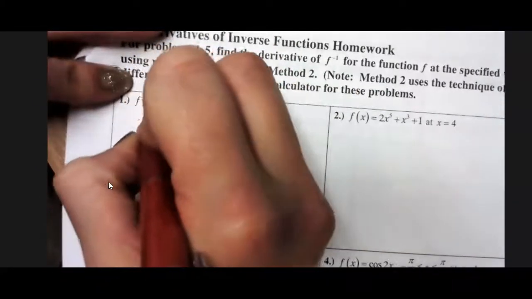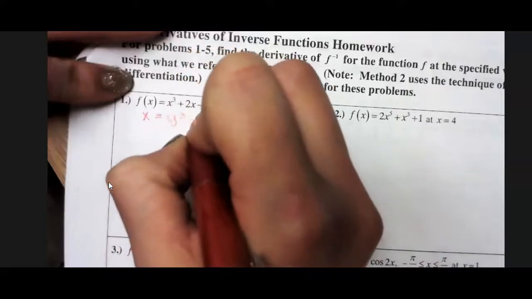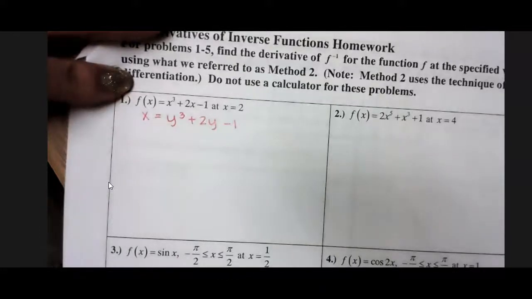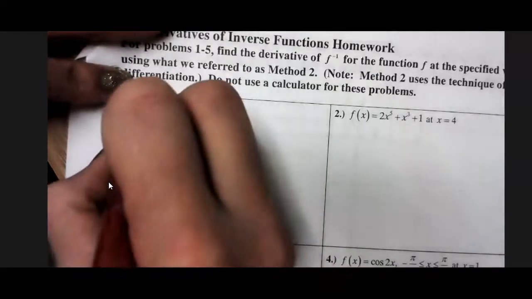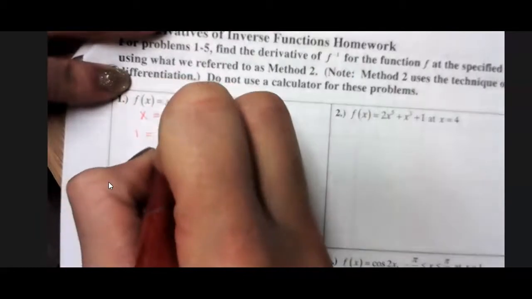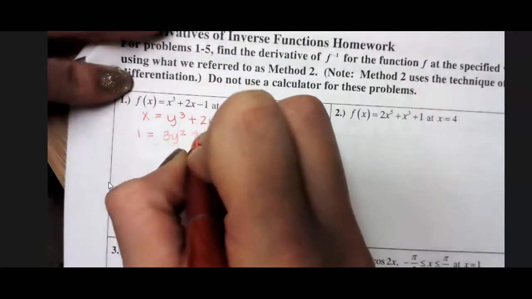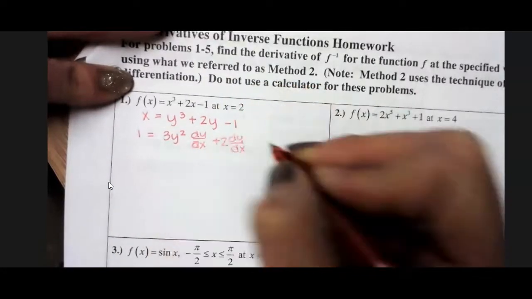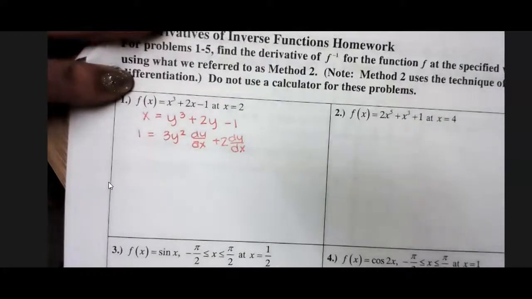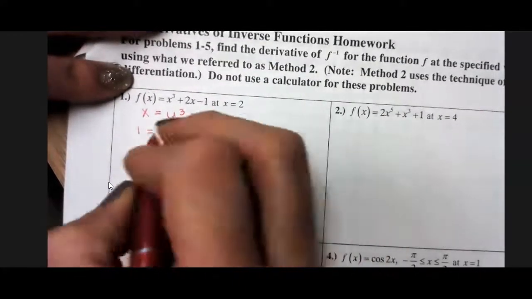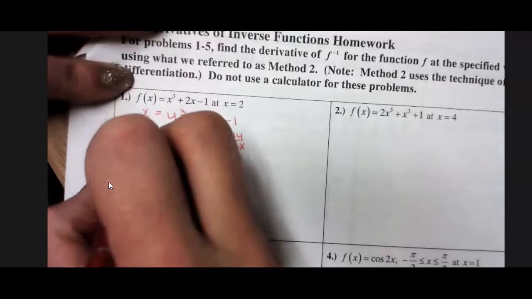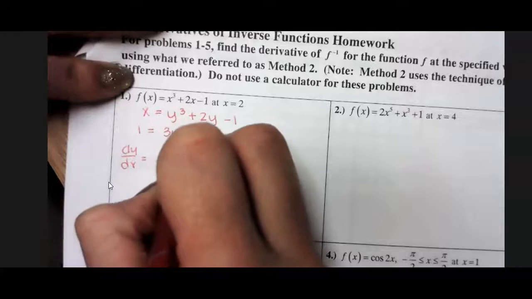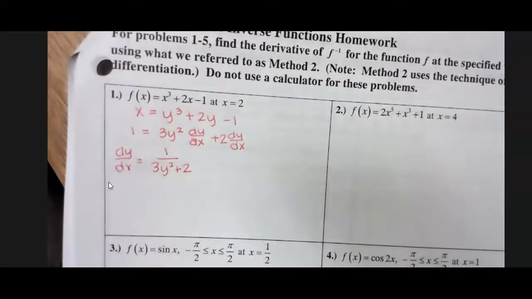So your original would be x equals y cubed plus 2y minus 1. So then you would take the derivative of that. And then you would factor out your 3y squared and 2, and you get dy/dx equals 1 over 3y squared plus 2.